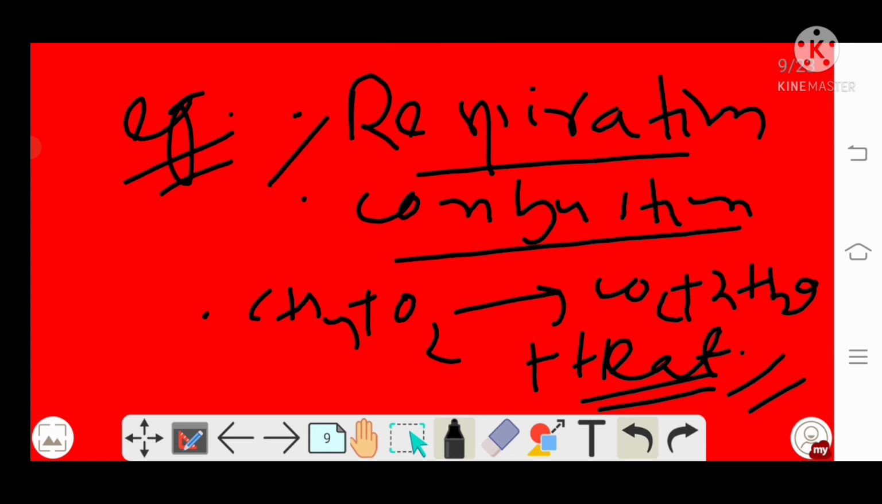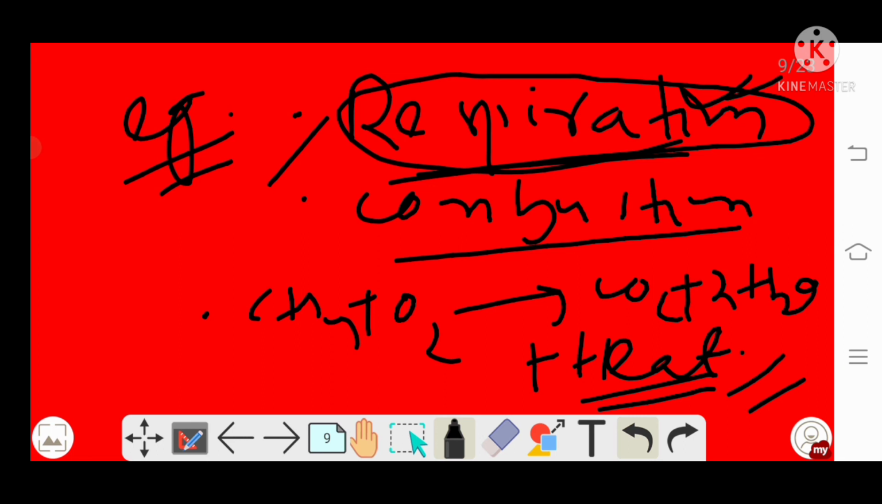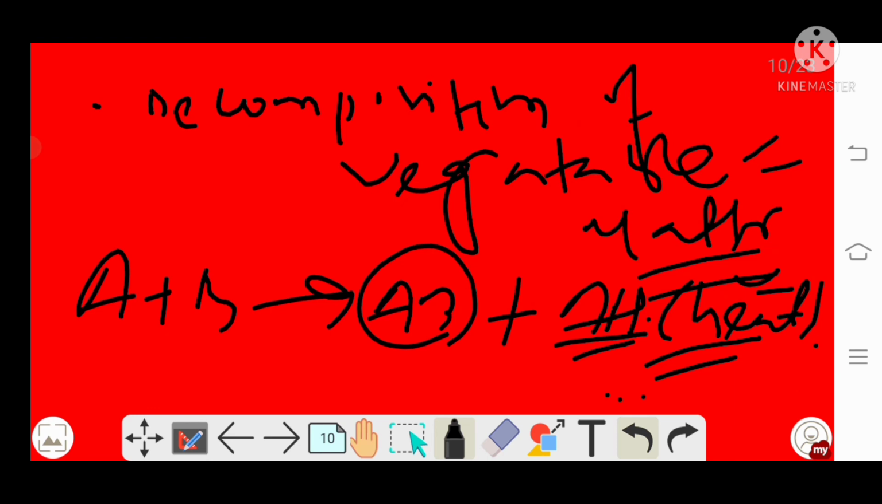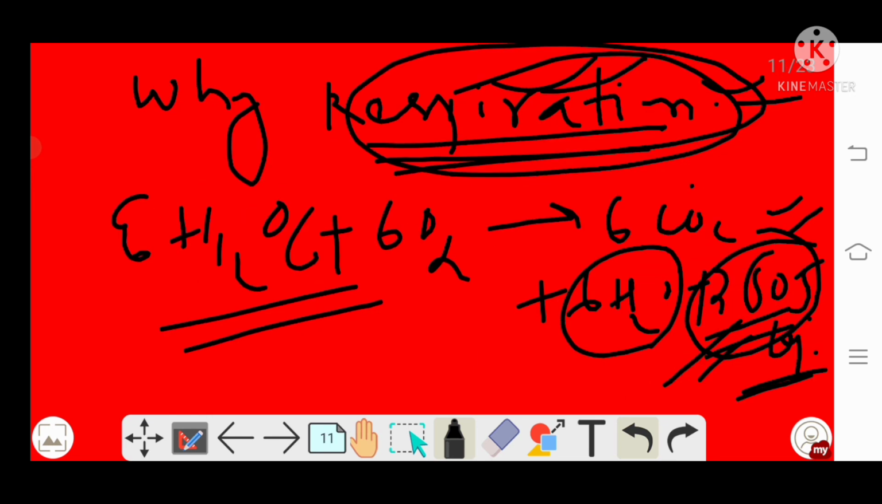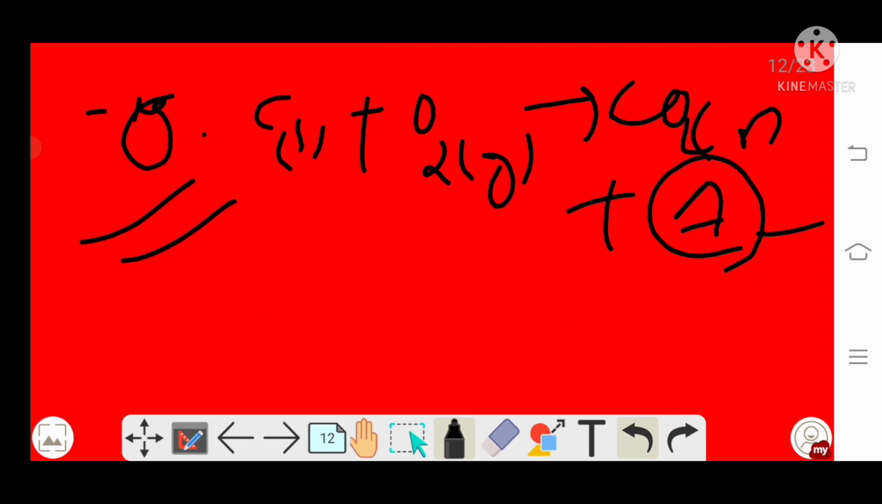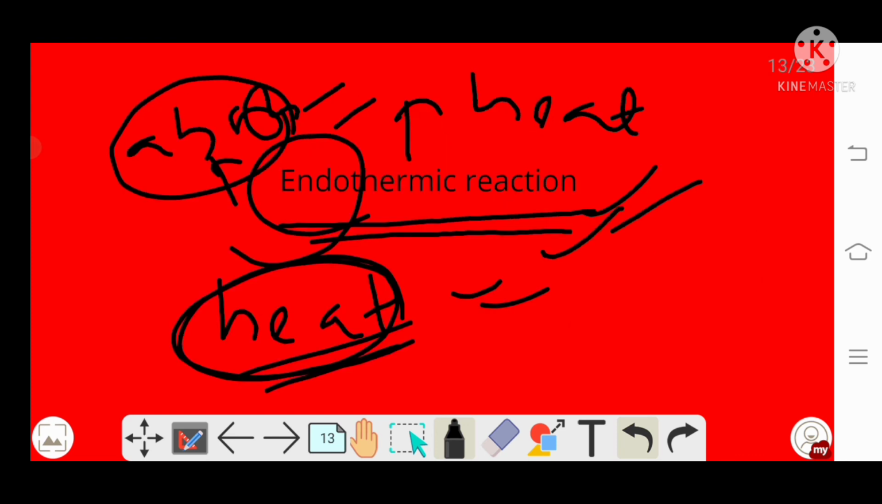And some examples are respiration. Why is respiration important in the exam? According to the exam point of view, respiration is very important. Combustion. Why is respiration an exothermic reaction? Decomposition of vegetable matter into compost is also important. And endothermic reactions. Okay, thank you.